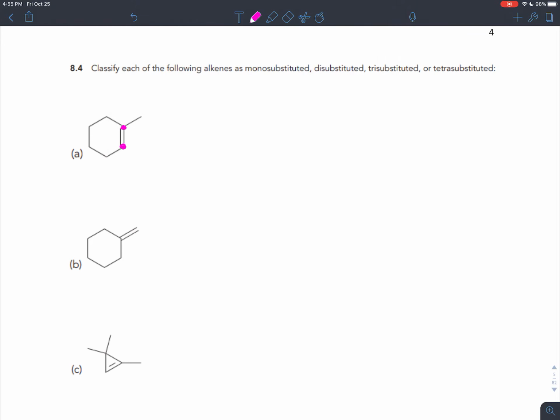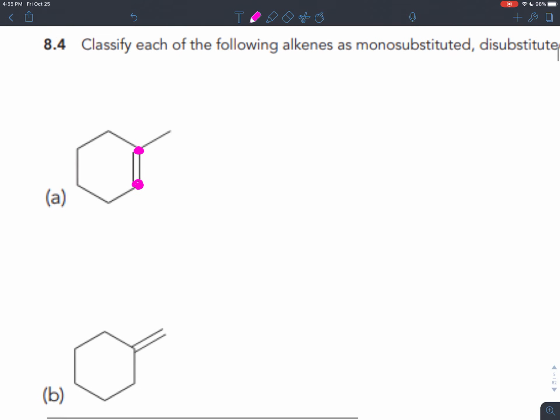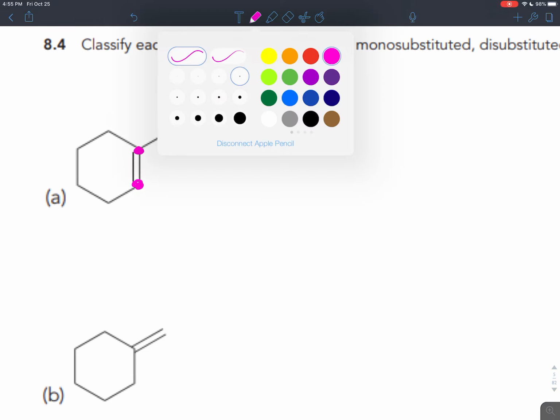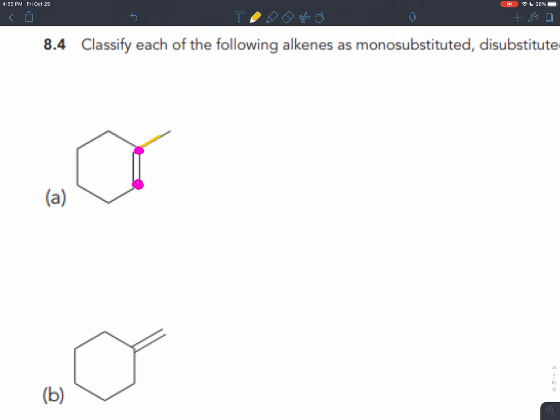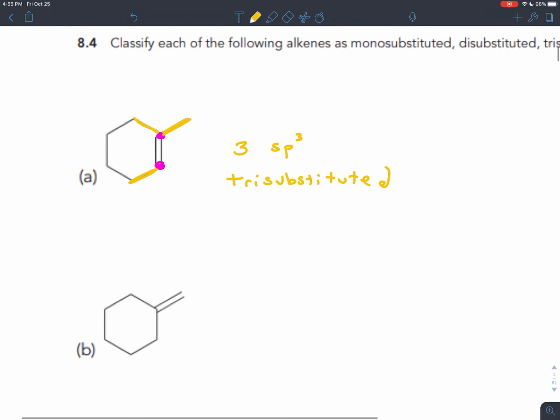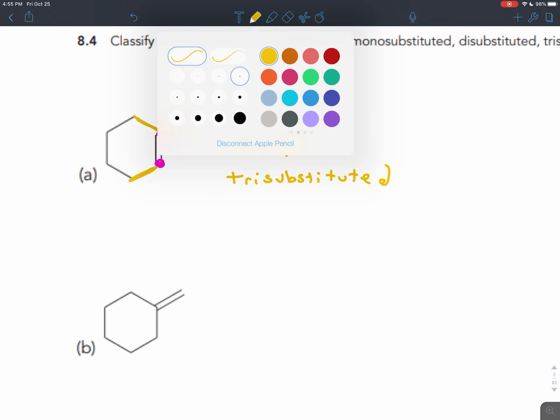So first, just put little dots at the end of the double bond, and think how many carbons are coming off of those dots. Now we're not going to count the double bond itself, just sp3 hybridized carbons coming off of that. So we have an sp3 hybridized carbon, 1, 2, 3 of them. So we have 3 sp3 orbitals that the p orbitals and the pi bond can bleed into. So this is going to be trisubstituted. So that'll be more stable than mono or disubstituted, less stable than tetrasubstituted.